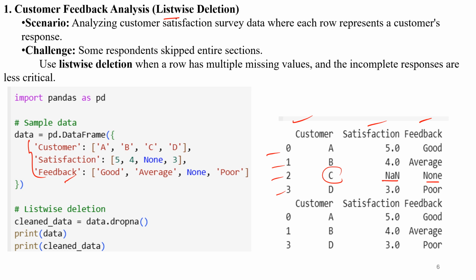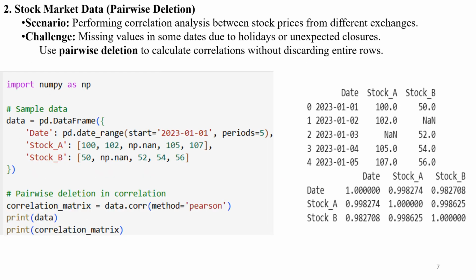So how do you do this? Your data frame is data dot dropna. Wherever you find na, that row should be dropped. That is the meaning of it. Now it is clean. Now this data is free from NaN values. So this is one kind of approach, which is list-wise deletion.